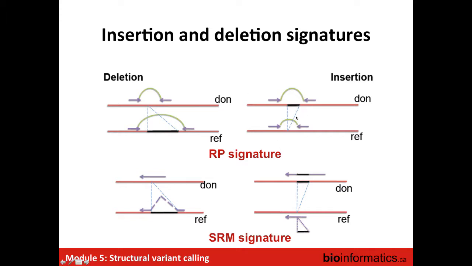For insertion, we expect to see in paired-end mapping, in read pair, an insert size which is shorter. In the split read, you expect to have one part of the read that is mapped, one part that is deleted, and a third part that is mapped close to the first one. For that kind of signature, the longer your read will be, the easier the method will be able to detect this kind of event, and it will also give you more resolution to detect larger insertions.